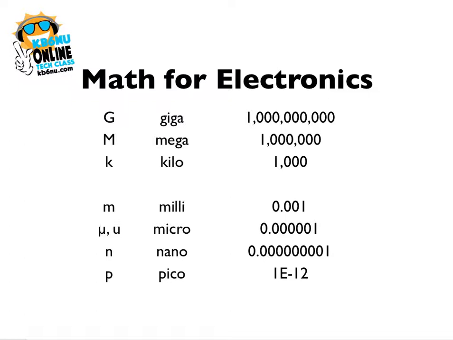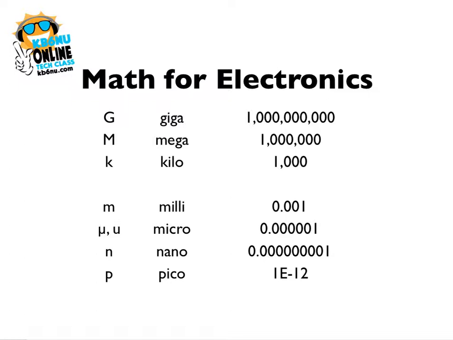Kilo is the prefix we use to denote 1,000 of a quantity. A kilovolt, for example, is 1,000 volts. We use the lowercase k for kilo, and we would write kilovolts as lowercase k, capital V.